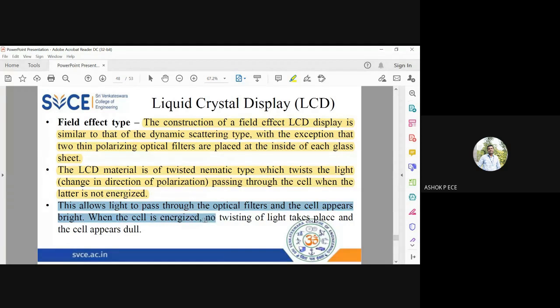When the cell is energized, no twisting takes place and the cell appears dull. When the cell is energized means when I apply a voltage or electric field across the cell, the light will not be allowed to pass through because the liquid crystal becomes opaque, right? So it will not allow the light to pass through. No twisting of light takes place and the cell appears to be dull. And no light is going to pass through the optical filter. Only when light passes through the optical filter, when you look from outside, the cell is going to appear bright.